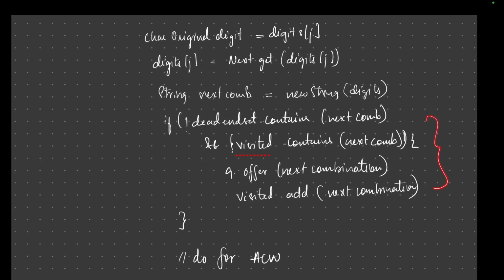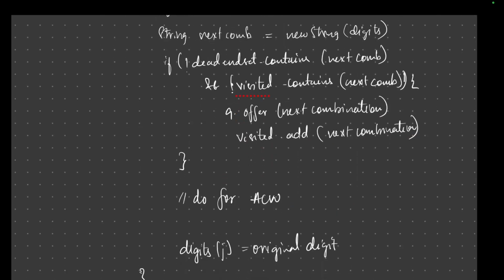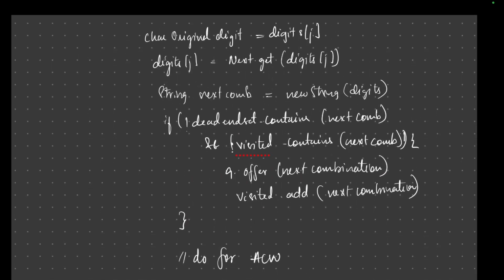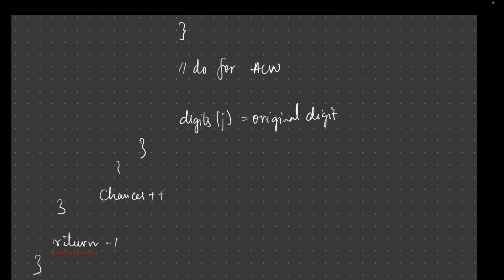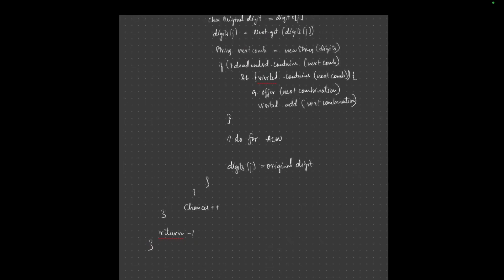And you define your basic BFS approach, where you check your deadend set and visited set. If it is not there, you push it onto the queue and add it to your visited. Similarly we'll do it for anticlockwise. Here, instead of getting from next, we'll get it from previous and add it. After all operations are done, you change your digits back to the temporary original digit which we stored previously. Now you increase your chances after the two for loops, outside.